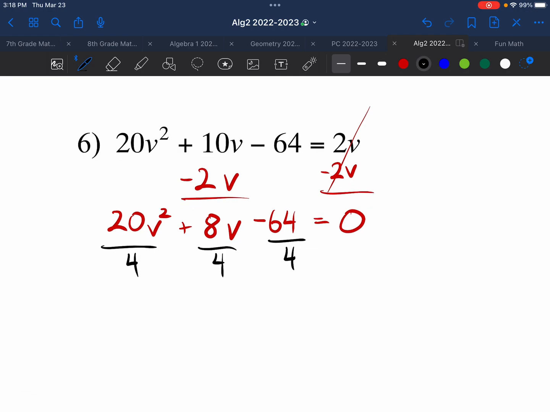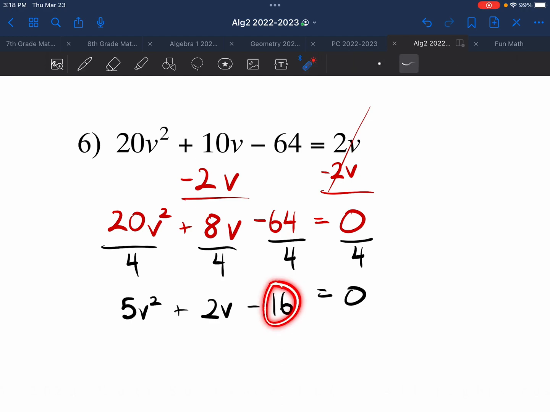So there's two modes of thought. My favorite way is just to divide everything by 4, because on the right side, 0 divided by 4 is just 0. And on the left-hand side, this makes it much easier. I can say that this is 5v squared plus 2v minus 16. That seems much more manageable. Like, look how small that number is. 5 and 16, so much smaller.